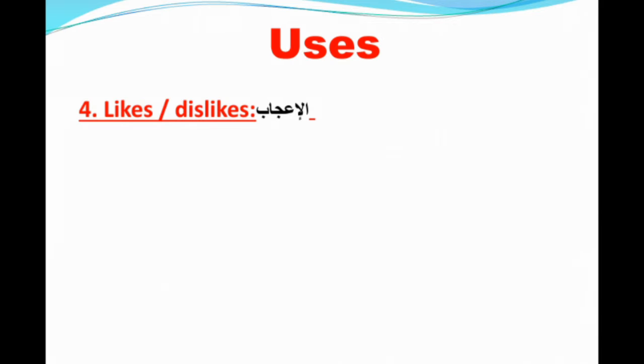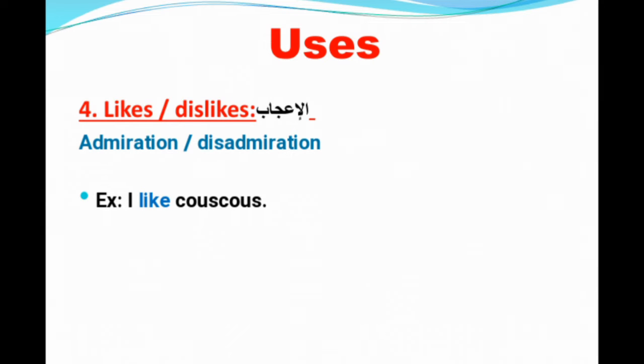Okay, the fourth: likes and dislikes, إعجاب أو عدم إعجاب. Example: I like couscous. My friend hates fish, doesn't like fish. The verbs of like, hate, love, want, need, we always find them in present simple tense, not in present continuous.